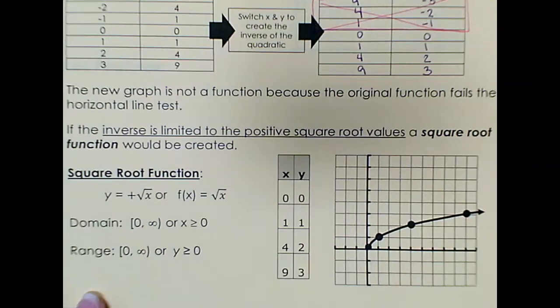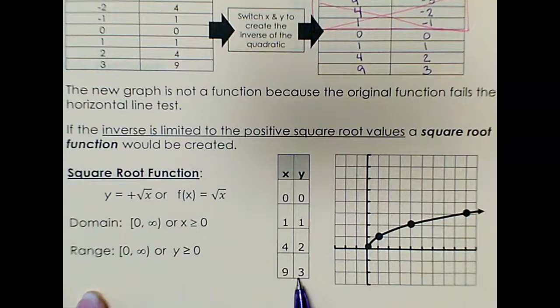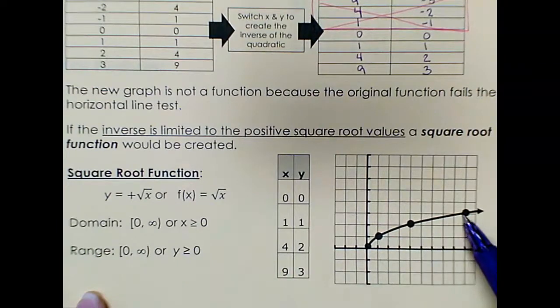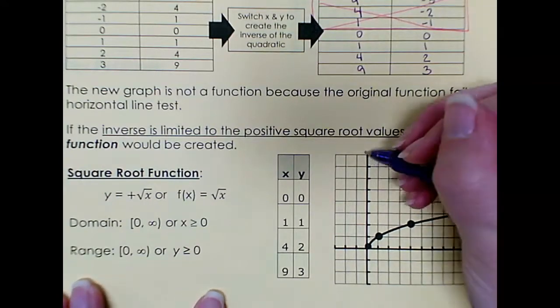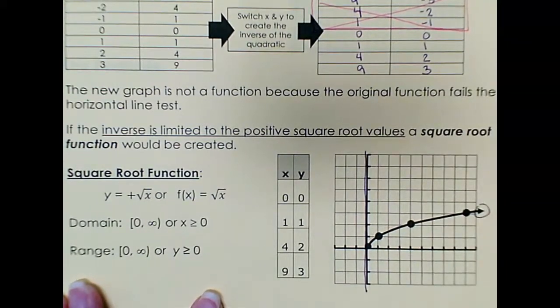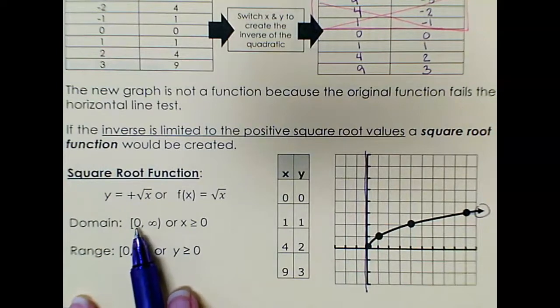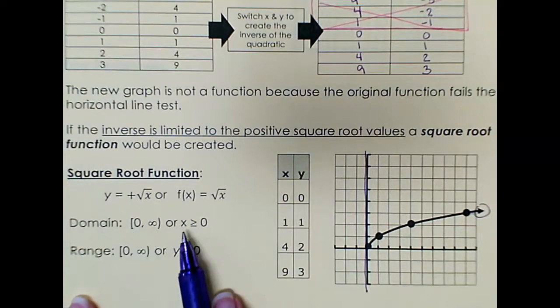Some of the key points are the origin, 1 comma 1, 4 comma 2, 9 comma 3. Those are some easy points that you can plot on most coordinate grids. The domain, all the x values, have a boundary right here at x equals 0, but they'll continue on forever to the right. So your domain is all the real values from 0 to infinity, or all the x values greater than or equal to 0.